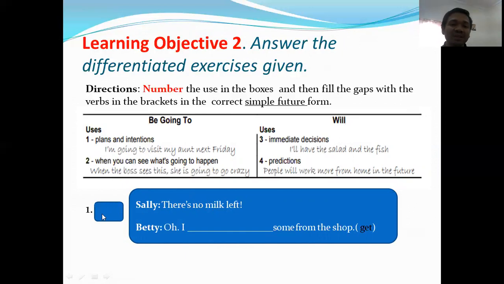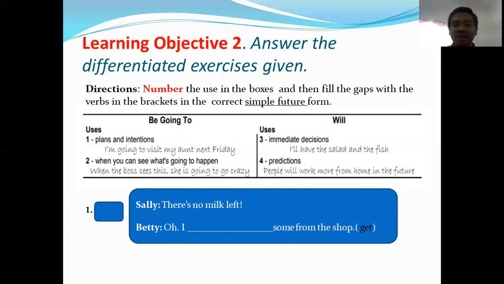And then after that, you're going to number the box. Is it going to be 1, 2, 3, or 4? I'll give you an example, so you have a clear and vivid understanding. Okay? Example. Sally, there's no milk left. Betty, oh, I blank some from the shop. And then the verb here is get. So remember the usage or the formula of will: I will, and then the rest of the sentence or the verb 1.